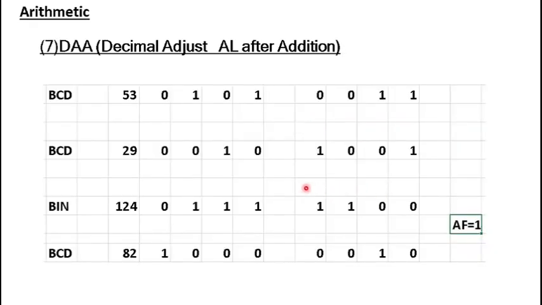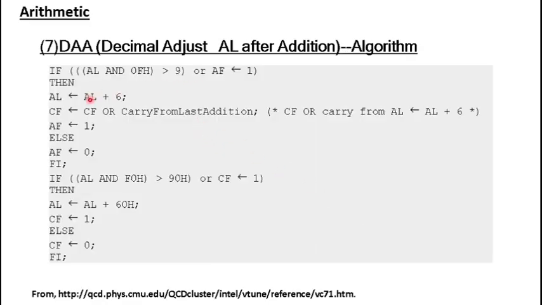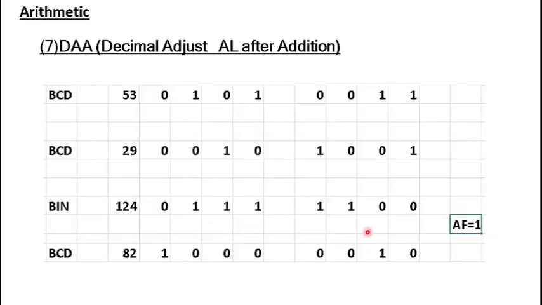Okay, so if that pattern is greater than 9, in this case it is greater than 9, we are having 10, so it is greater than 9. So we are going to add 6. Once 6 is added, the auxiliary flag will be generated. Why auxiliary flag? Because there will be an overflow from here.